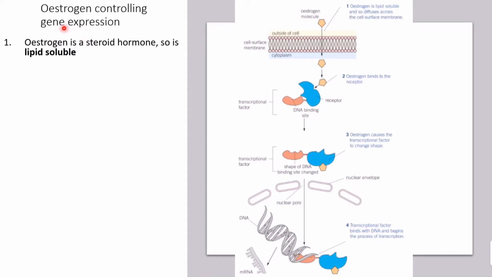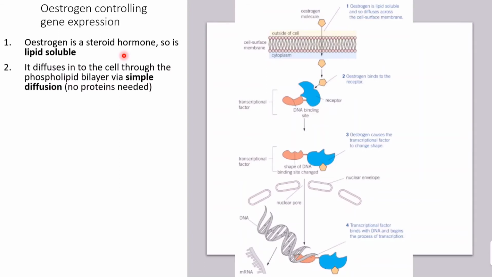So because estrogen is a steroid hormone, this means that it's lipid soluble, because a steroid hormone is a lipid-based hormone. So because estrogen is lipid soluble, this means it diffuses into the cell through the phospholipid bilayer via simple diffusion. So no proteins are needed, it's not facilitated diffusion because our estrogen is lipid soluble, it can easily just diffuse through our cell membrane into the cytoplasm.